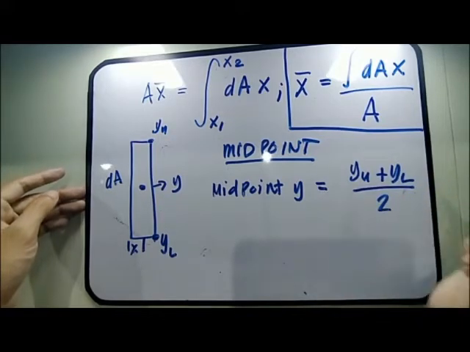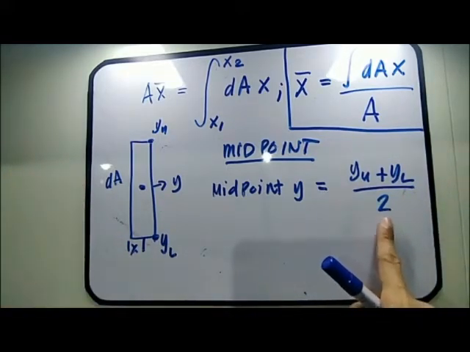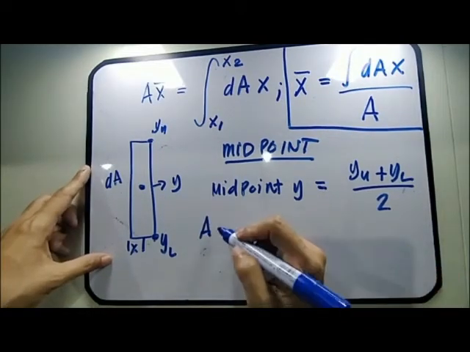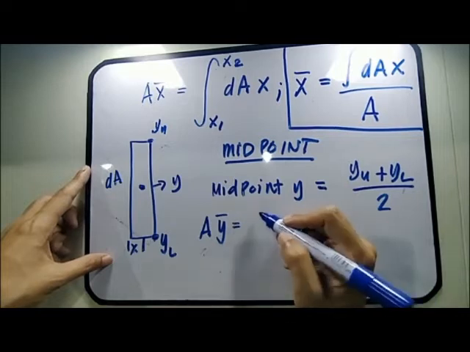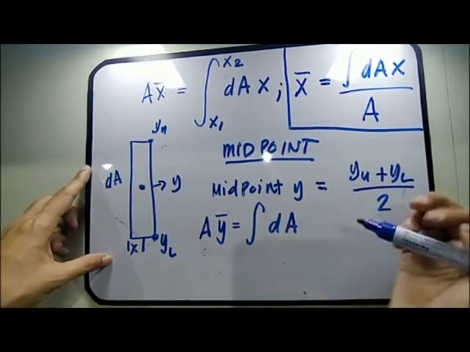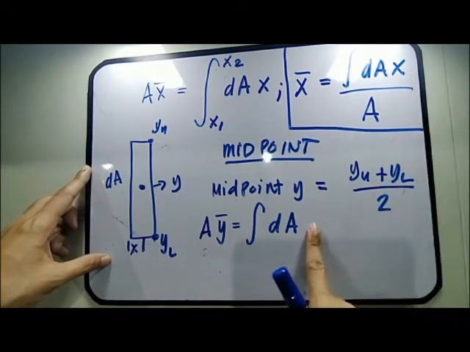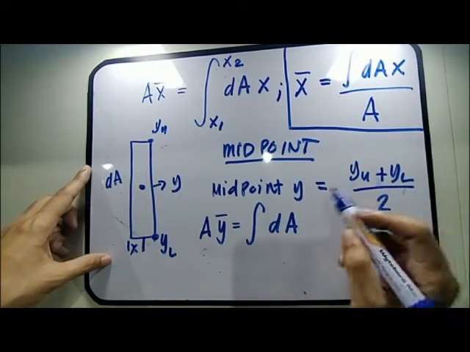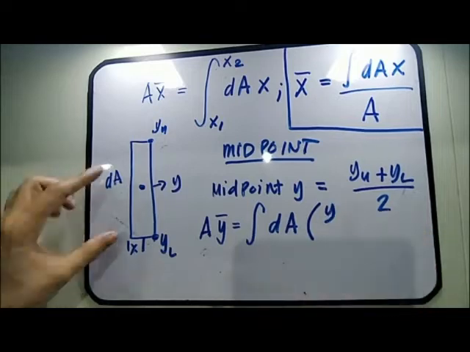Okay? So, we just change all those variables in our previous formula. The total area of the figure times y bar is equal to the integral of differential a times y. But y is y upper plus y lower all over 2. So, it is the midpoint.